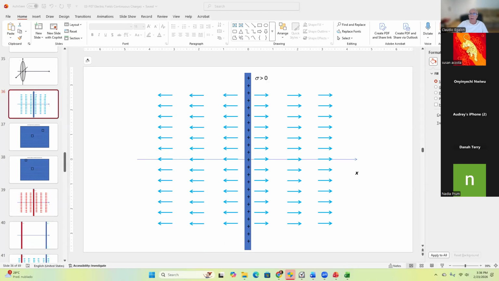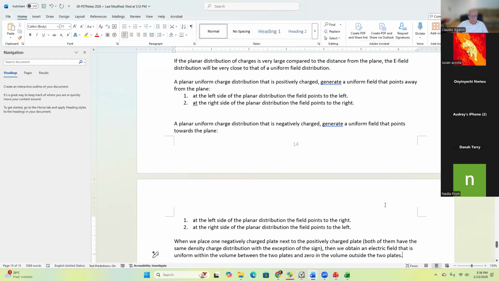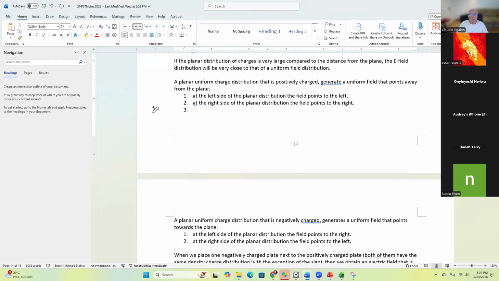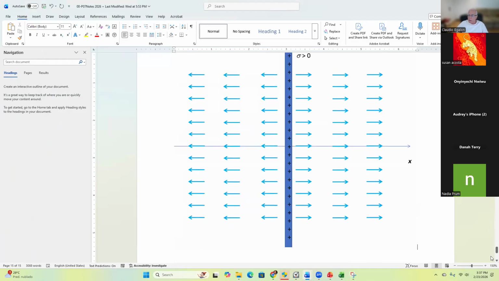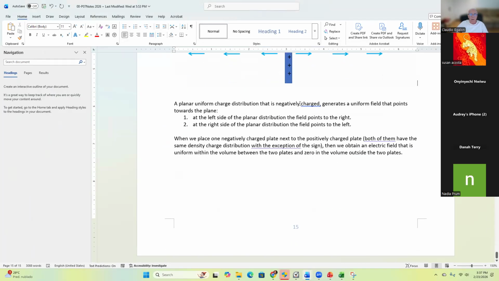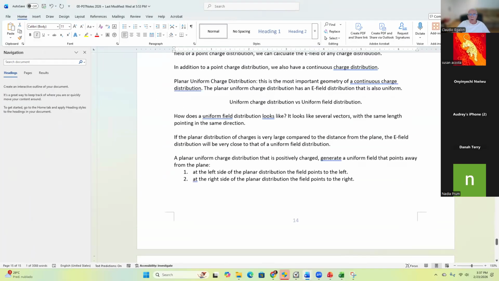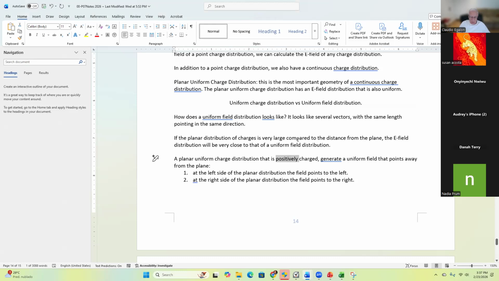Copy only, right? So a planar distribution chart, uniform generates, right? A planar is positively charged. Okay, so I'm going to paste right here. Okay, and then the other one, a planar charge that's negatively charged here. One positively charged, right?